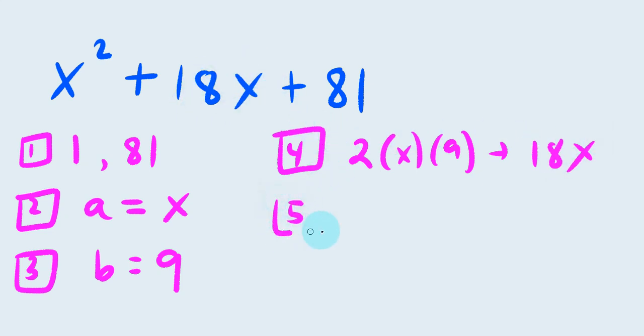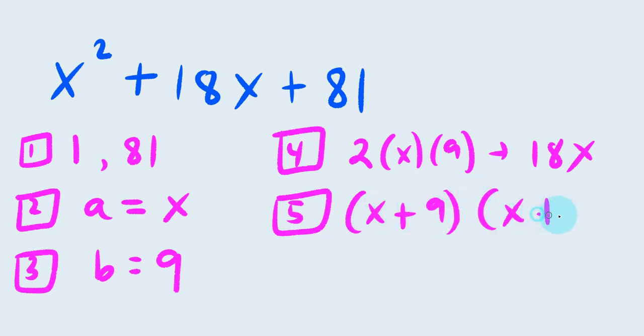And finally, we will do it in pattern. So we have here x and 9. So therefore, the final answer would be x plus 9 times x plus 9.